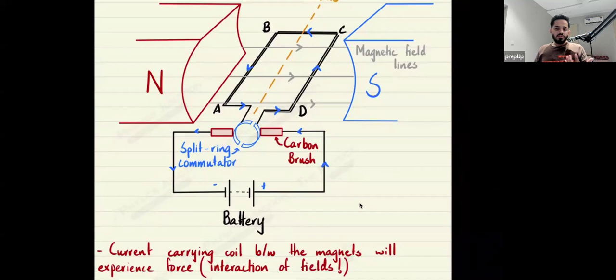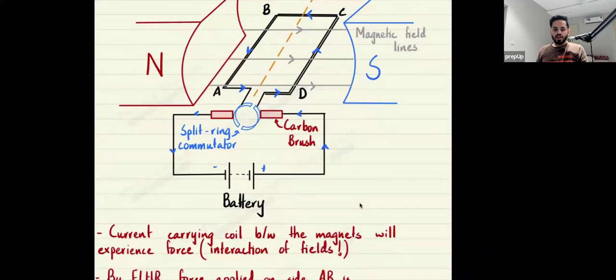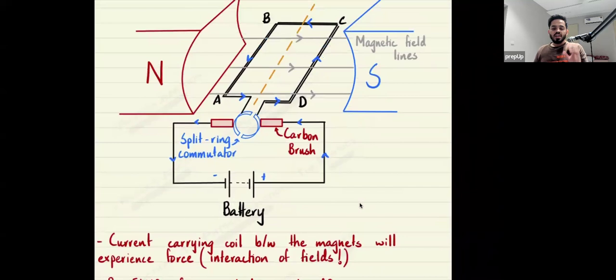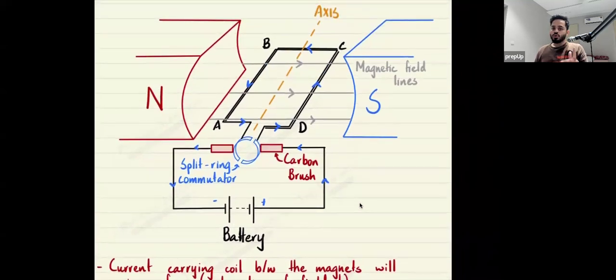So this basically then fulfills the requirement of what is called the motor effect, which is that if you have a current carrying conductor in some magnetic field, it's going to experience a force. So a current carrying coil between the magnets will experience a force because of the interaction of magnetic fields. By Fleming's left-hand rule, we can now determine how this coil will rotate.